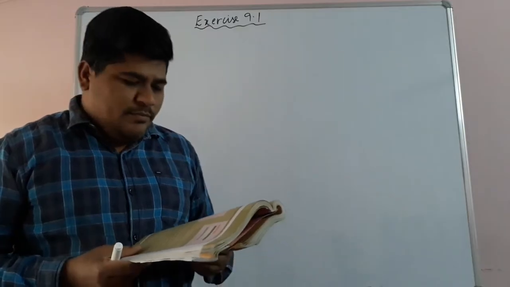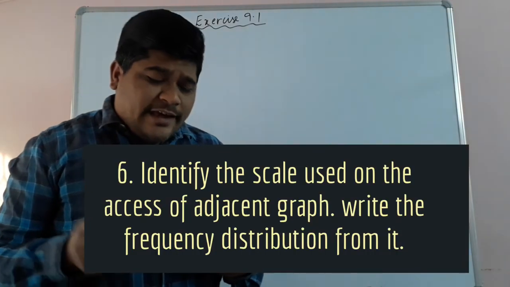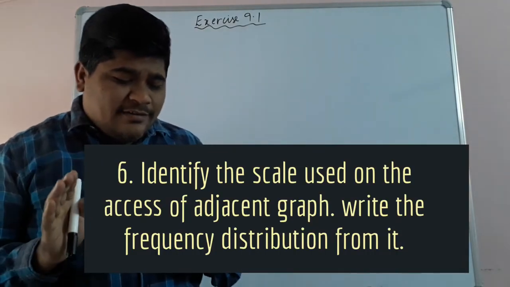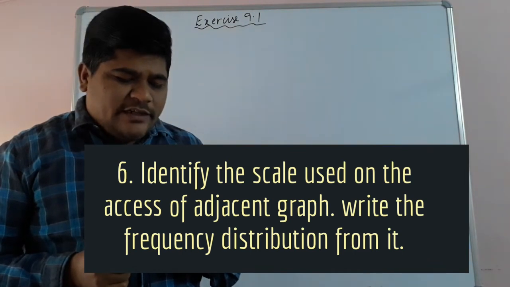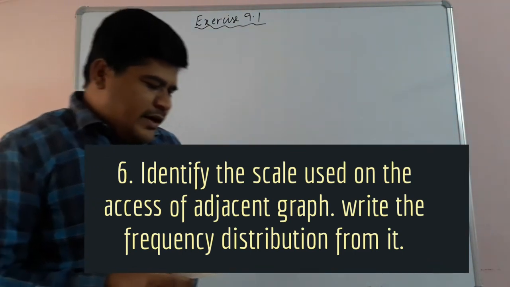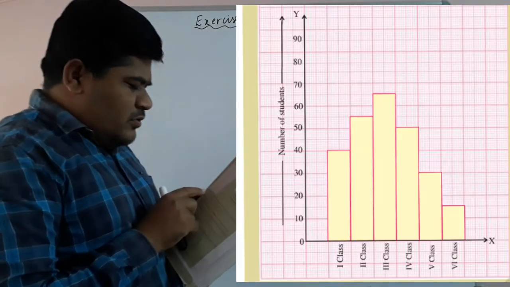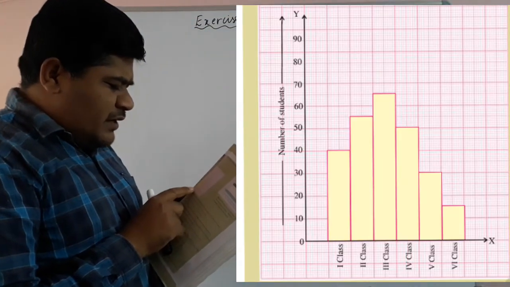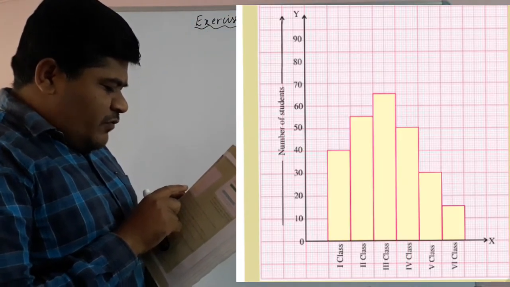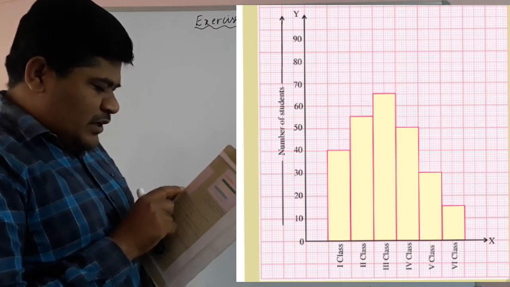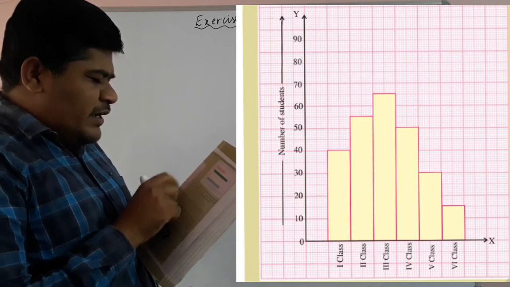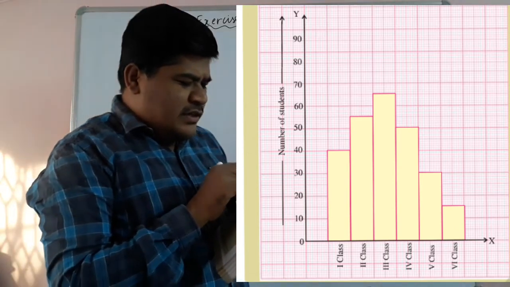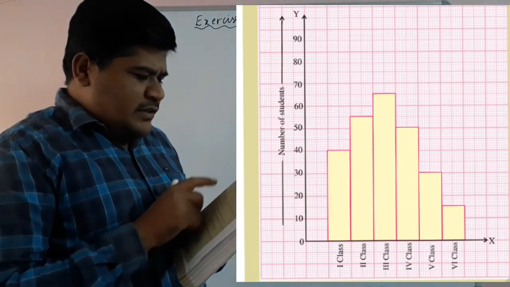Children, now let's see problem number 6. Identify the scale used on the axis of the adjacent graph. Write the frequency distribution from it. Okay, so children, here we have to observe the graph. On the x-axis they gave class, children: first class, second class, third class, fourth class, fifth class. Okay, and children, we learnt about it in 8th class. This is a histogram. Okay, this is a histogram.